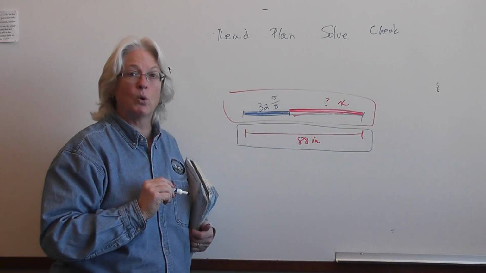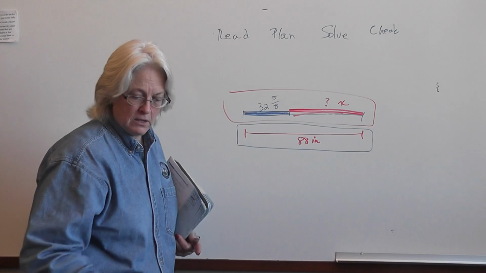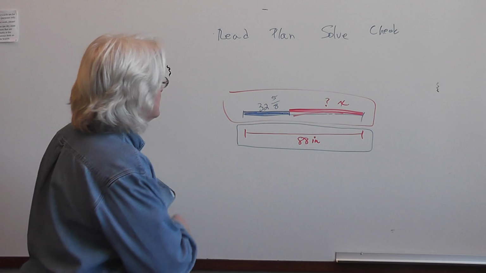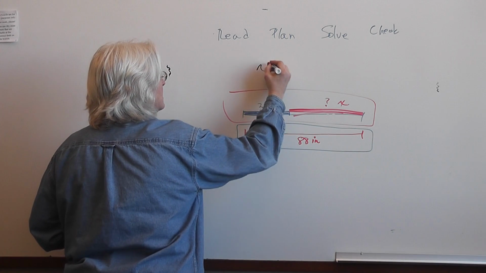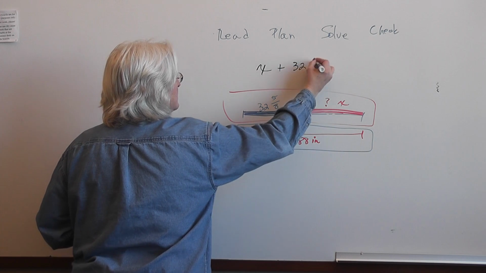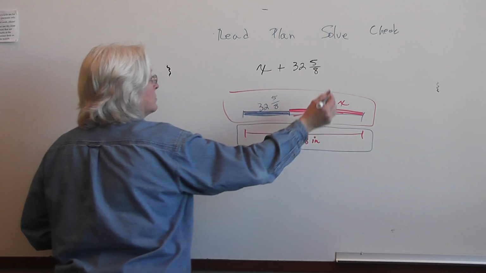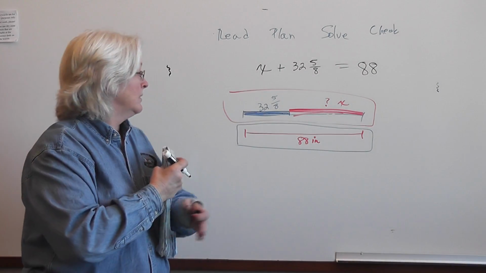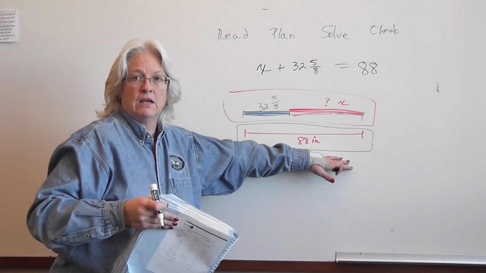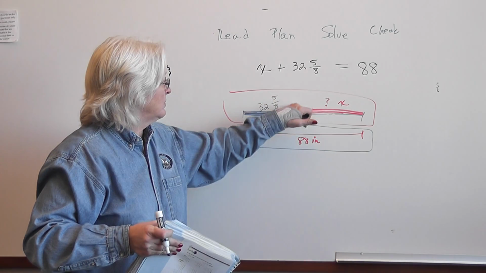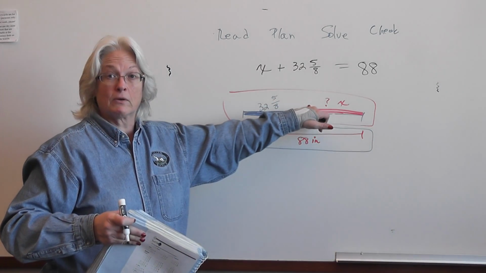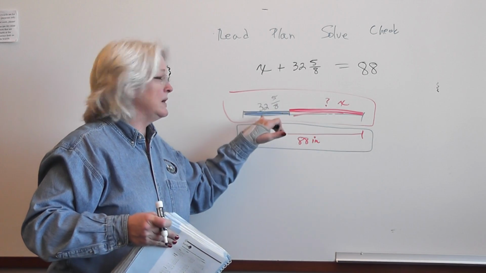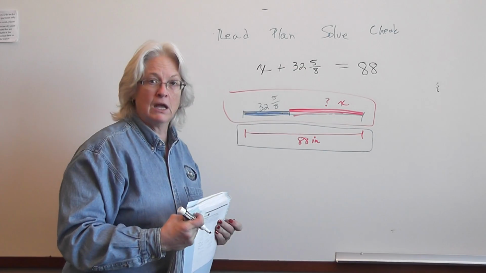So if we were to write an equation, what could we write? Well, we want to have our variable on the left-hand side of the equation. So we can say that x plus 32 5/8 is equal to 88. The lengths are the same. Our bottom sketch here is just 88 inches. Our second sketch is going to be 32 5/8 plus whatever we're missing to add onto the short piece of molding that we already have, so that we have a total length of 88 inches.